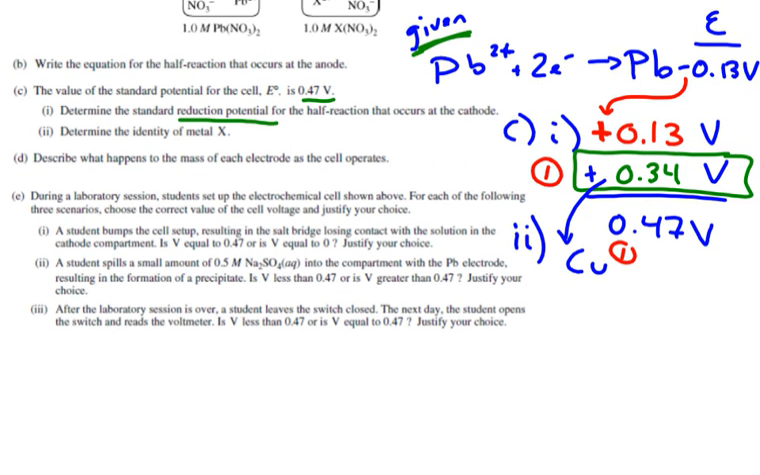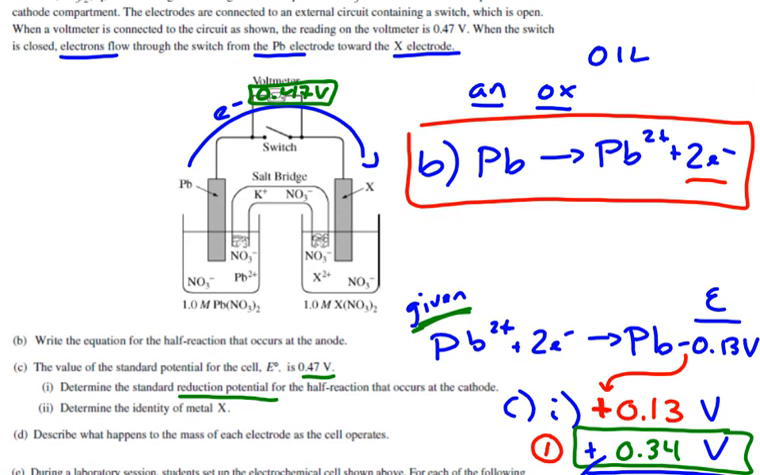All right, letter D. Describe what happens to the mass of each electrode as the cell operates. We have worked on this. You need to think about what's physically happening. If you can recall, whenever the electrode would lose mass, we made it smaller, and when it gained mass, we made it furry, which is called electroplating. That's what happens with silverware and things. There are two ways you can do it: you can look at the diagram, or you can look at the equation.